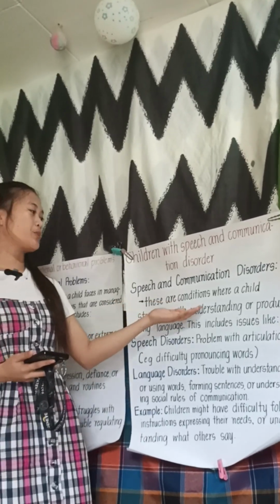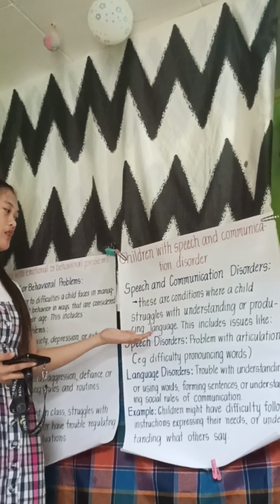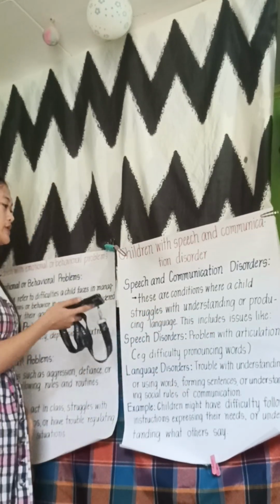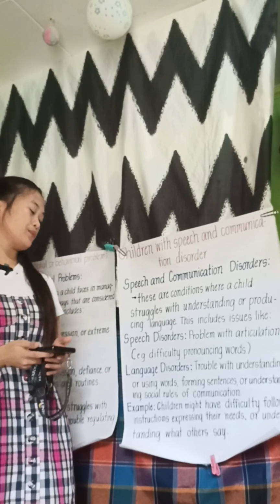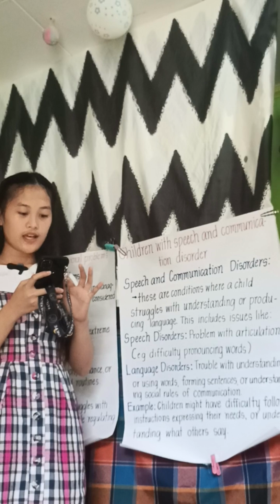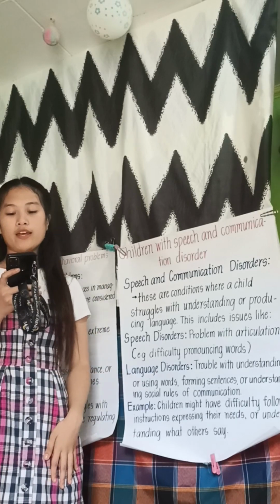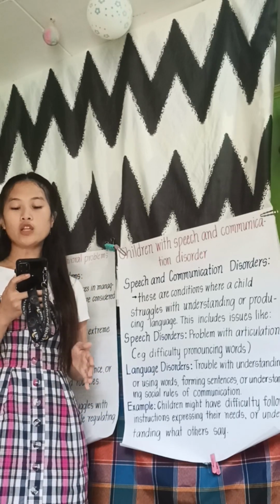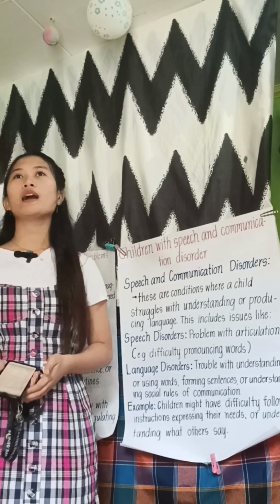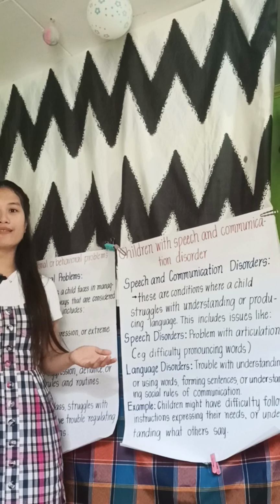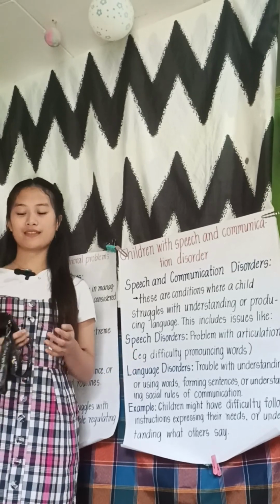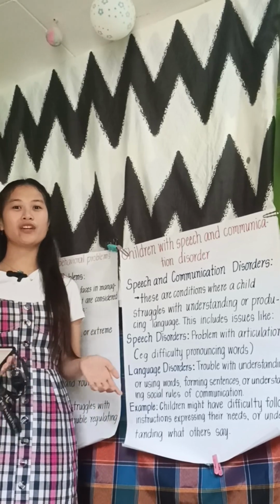These are conditions where a child struggles with understanding or producing language. This includes issues like speech disorder. And under speech disorder is articulation disorder. It means difficulty pronouncing words correctly. For example, a child might say wabbit instead of rabbit or tat instead of cat. Got it? Do you get my point, class?